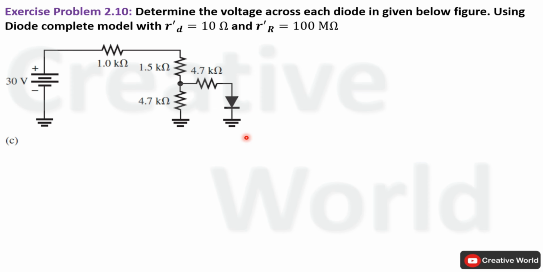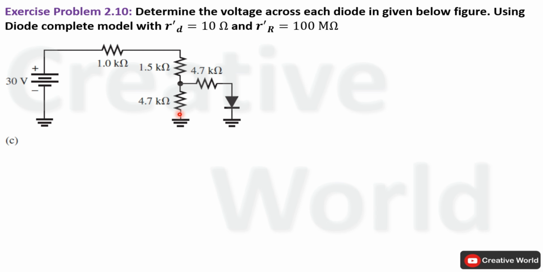In this configuration, a diode is connected parallel to a series voltage divider network through a resistance of 4.7 kilo ohm, and we have to find the voltage across the complete model of this diode. In order to apply the complete model, first we have to determine whether this diode is reverse biased or forward biased. In order to do that, we should have the value of voltage across these points, because whatever voltage appears across this 4.7 kilo ohm resistance will also appear across this series connection of diode and resistance because of the parallel connection.